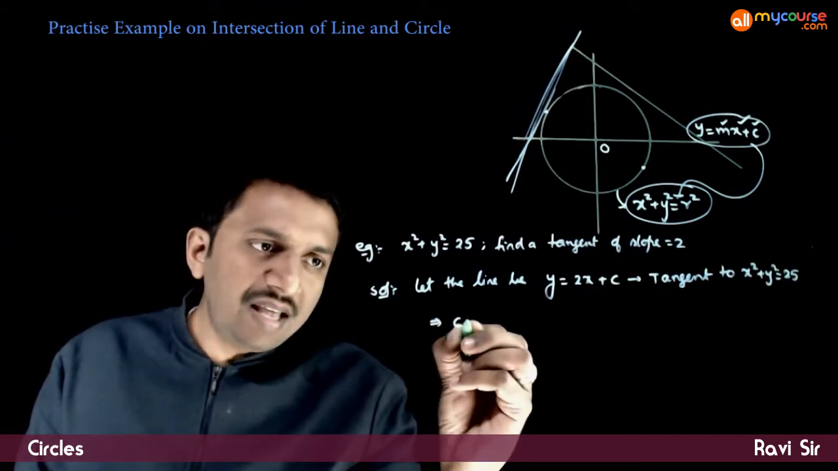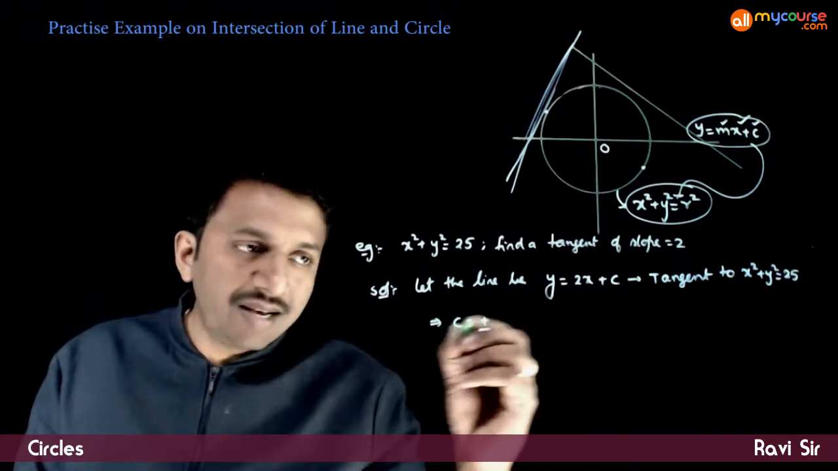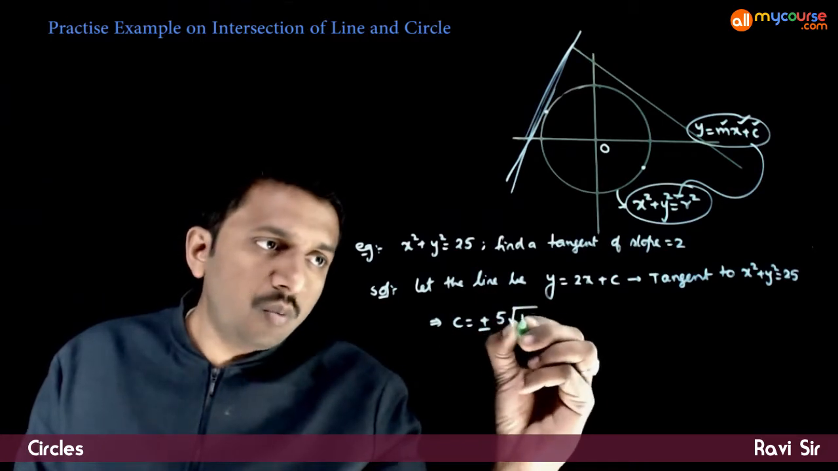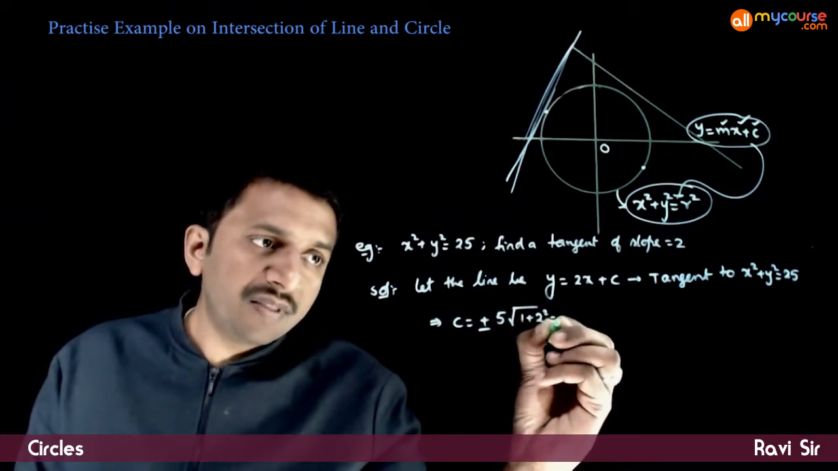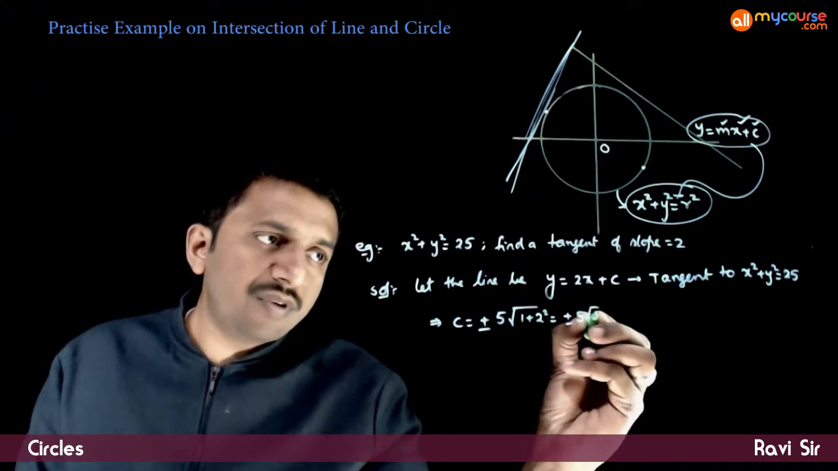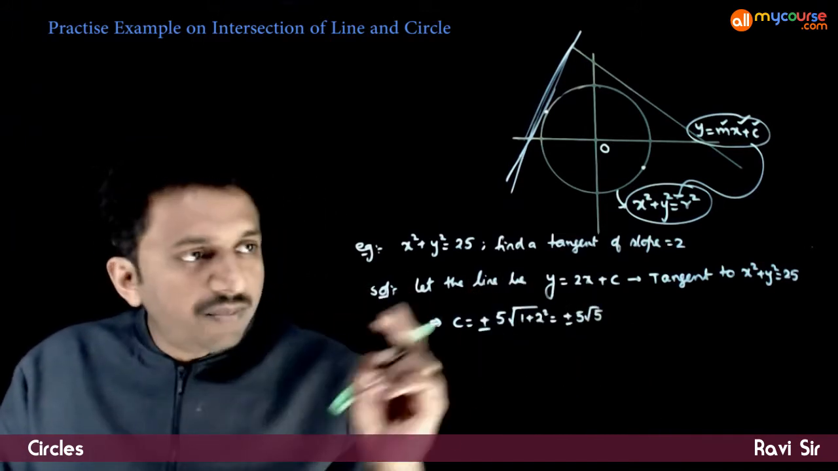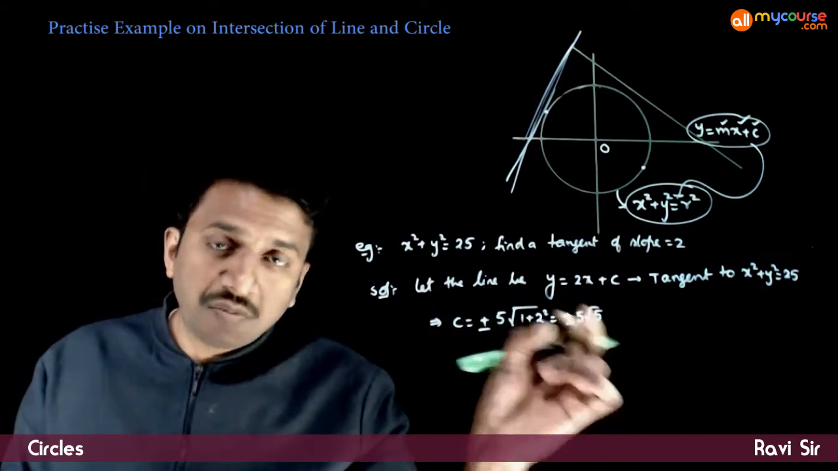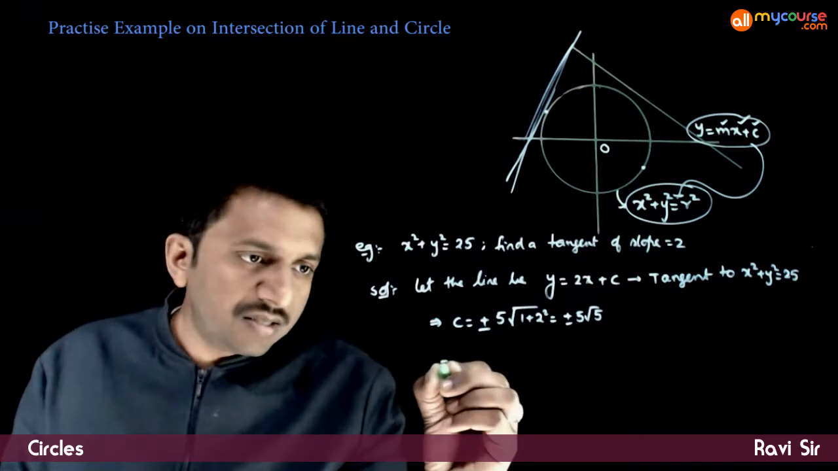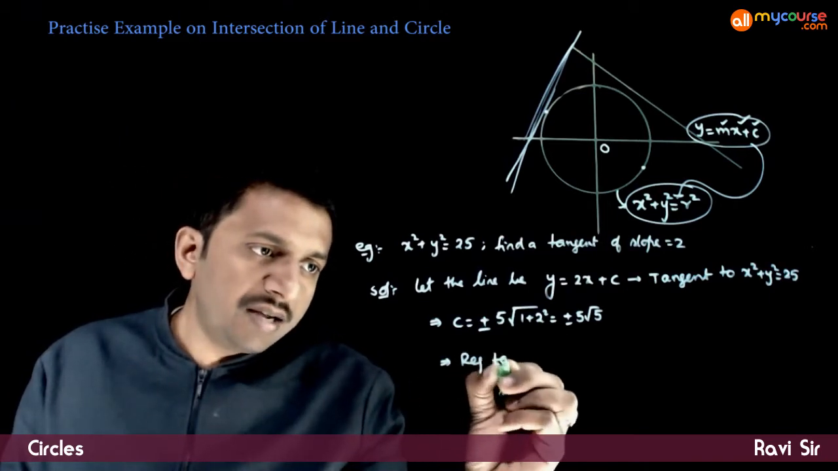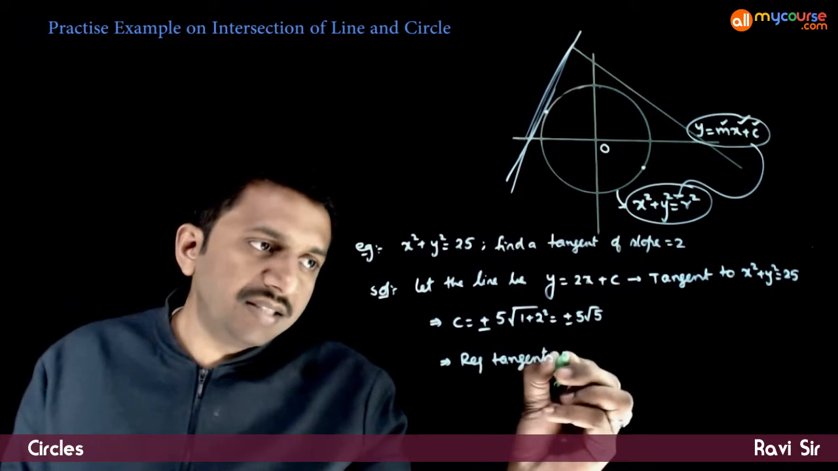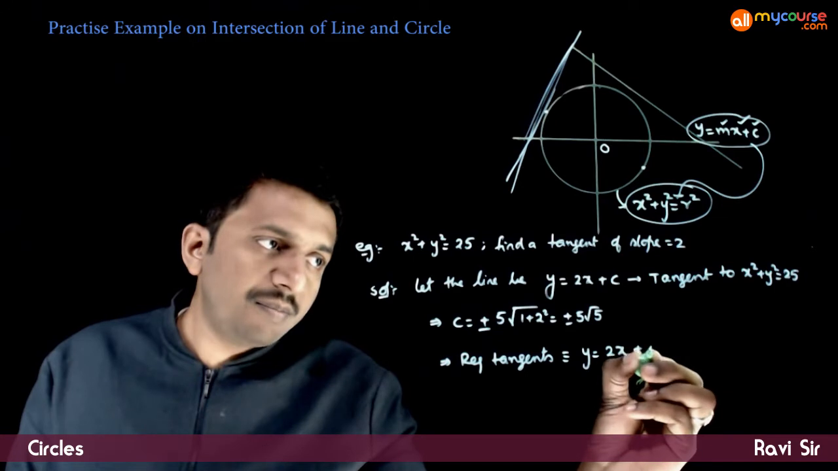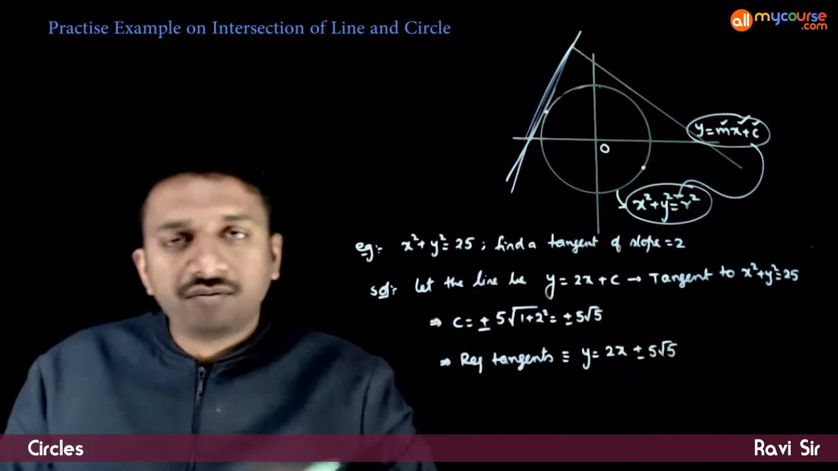So this implies c has to be equal to plus minus r root 1 plus m square. R is 5, root 1 plus 2 square, that is plus or minus 5 root 5. That means for this line to be a tangent to the circle, the constant has to be plus or minus 5 root 5. This implies the required tangents are y is equal to 2x plus minus 5 root 5.